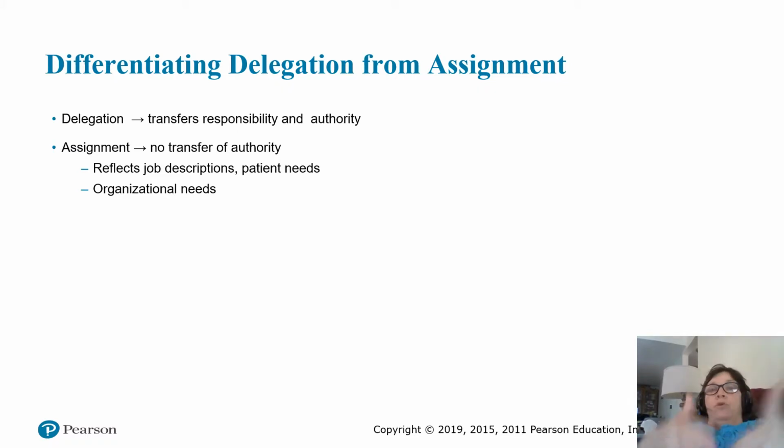So while in nursing school, we teach you how to take vital signs and how to make beds and how to give baths, generally speaking, the duties or the assignment of those tasks belong to the UAP or the patient care tech. And so that's an organizational need.